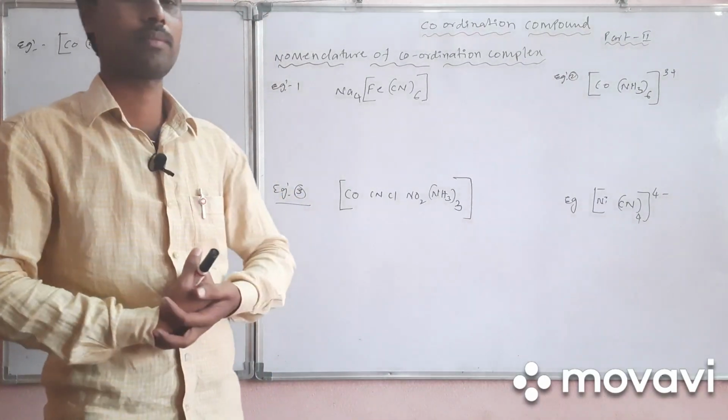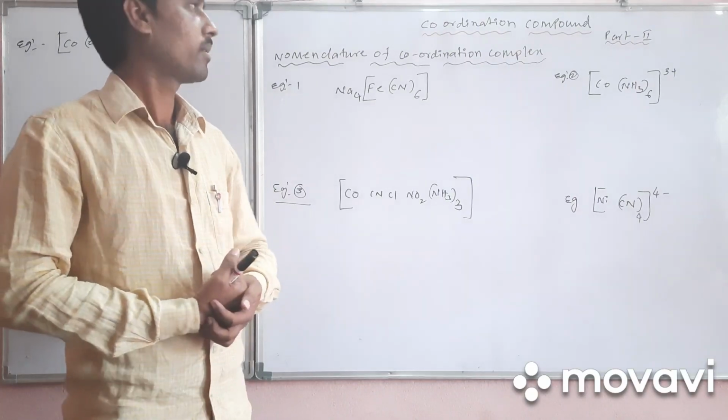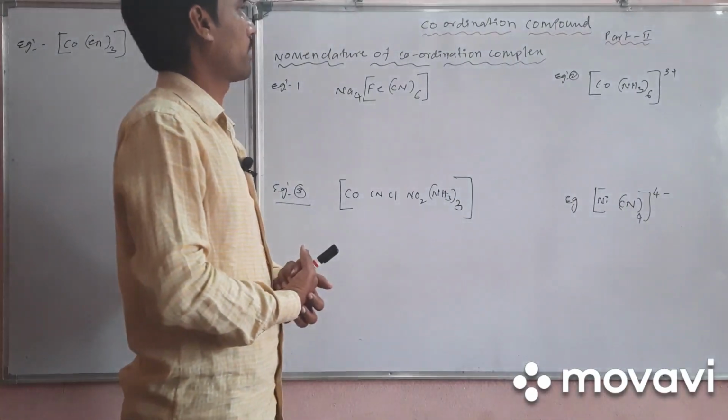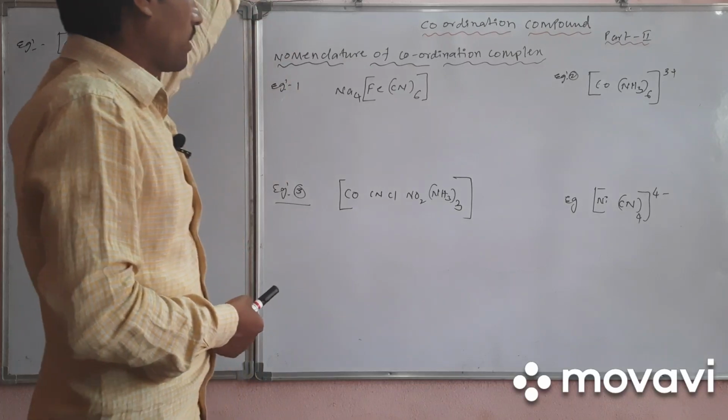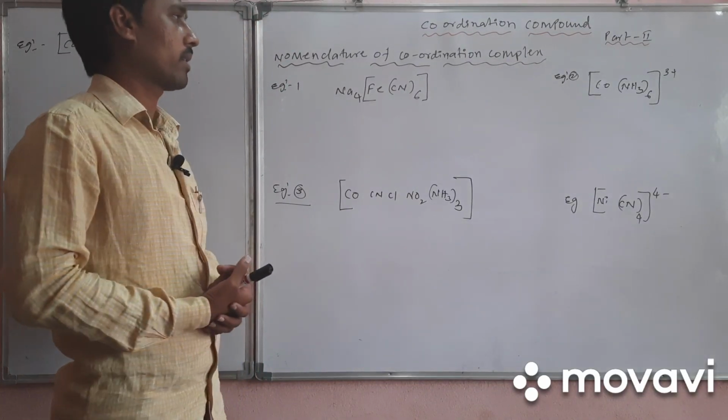In the last class we saw the classification of ligands, what the metal atom is and what the ligand is. That was all explained. But today we are discussing the nomenclature of coordination complexes, how to name a coordination complex.